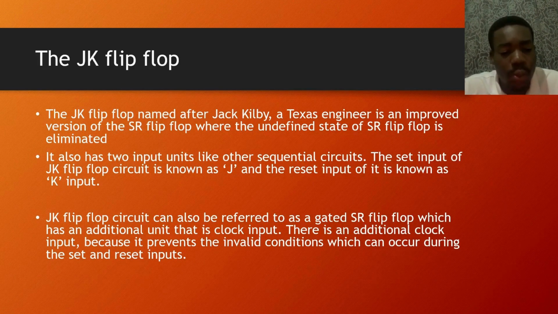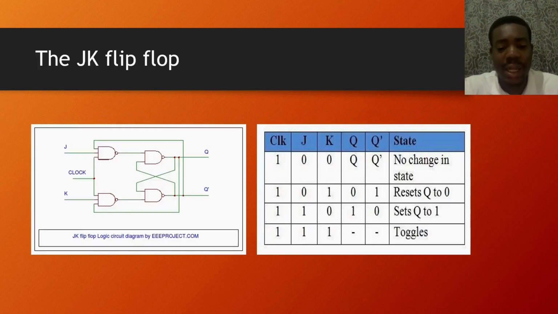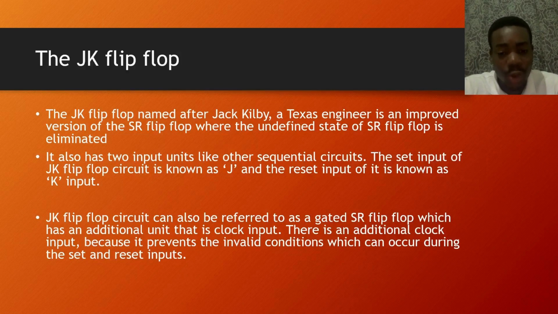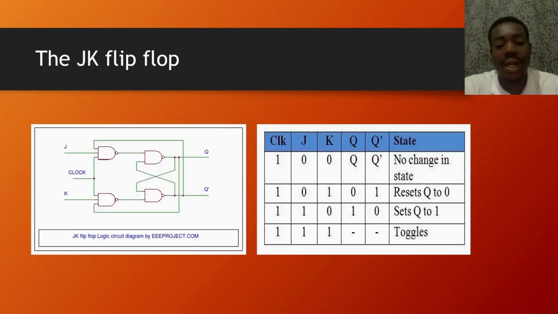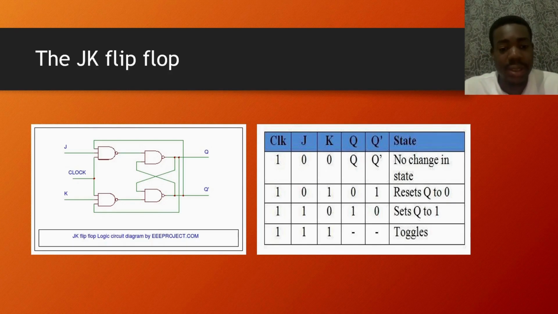There's an additional clock input because it prevents the invalid conditions which can occur during the set and the reset input. I'll use the truth table to explain this. With the last part of the truth table, you can see the invalid states there, the dash dash. With this JK flip-flop, the additional clock input is going to correct this by toggling the output. When it's 1 for Q, it will toggle it and make it 0, and when it's 0 for Q, it will toggle it and make it 1 for Q prime. So that's how it solves the forbidden state of the flip-flop.